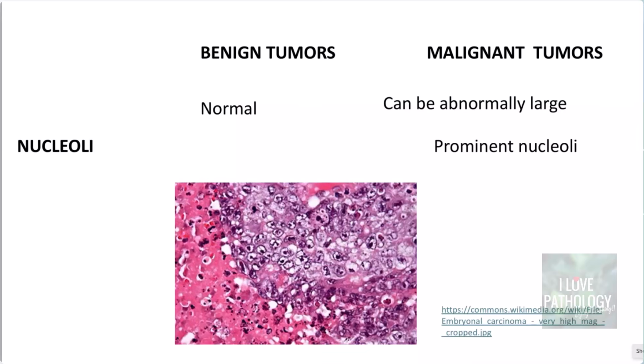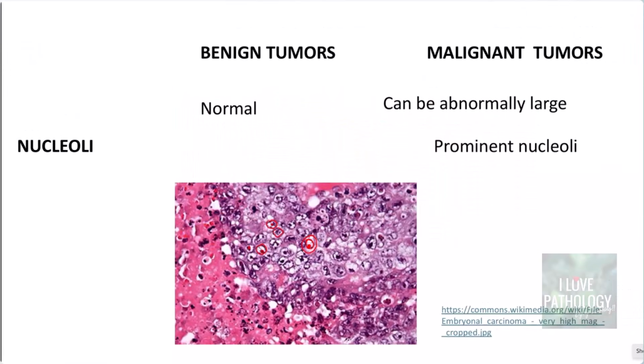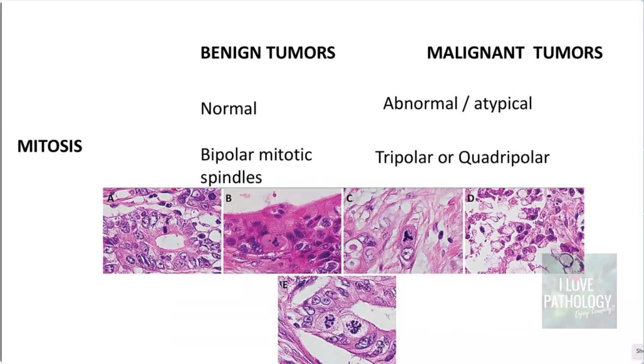Again, I told you nucleoli. Some of these tumors have very prominent inclusion-like nucleoli. Can you see that? So these are all the cells, and that is the nucleus, and the dark point in the center of the nucleus is the nucleolus. This is a very prominent nucleolus in almost all of the nuclei in this case. This is a very high grade malignancy. So nucleoli can be abnormally large and prominent in case of malignant tumors.